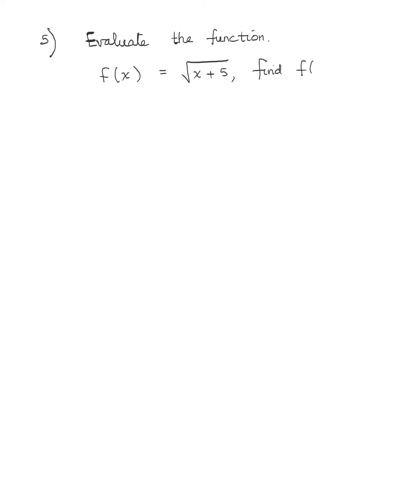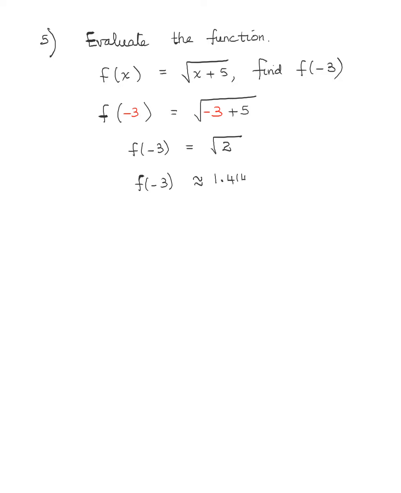Next, problem number 5. We are going to evaluate the function. What that means is we are given a function and we are given a number, and we have to plug it inside the function for all the x values. So we are going to find f of negative 3. You plug in negative 3 for all the x in the function. So we get f of negative 3: negative 3 plus 5 is 2. So it's going to be square root of 2. You can use your calculator and round the number. It's going to be 1.4142.